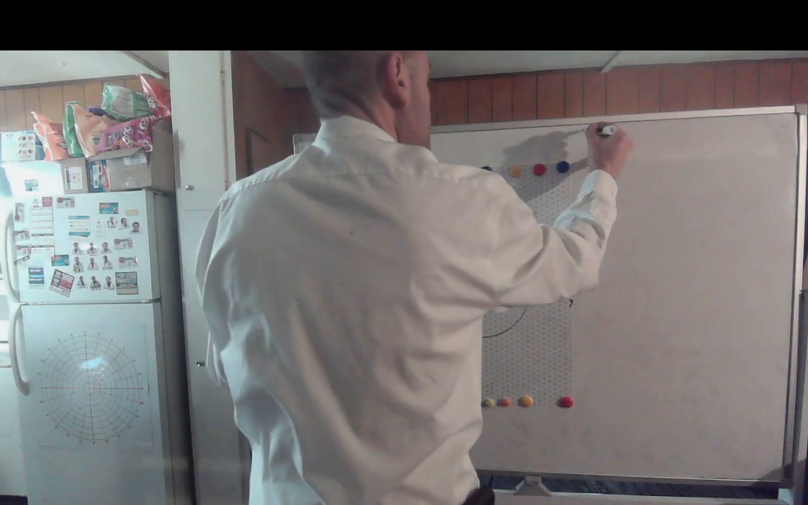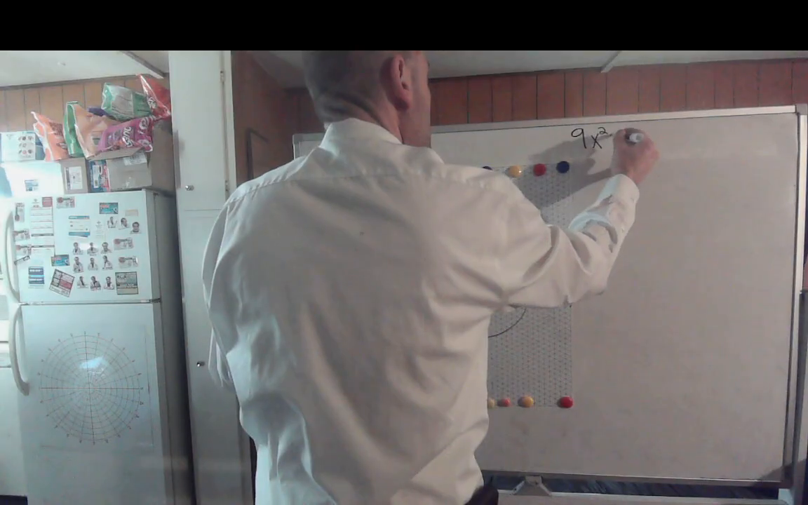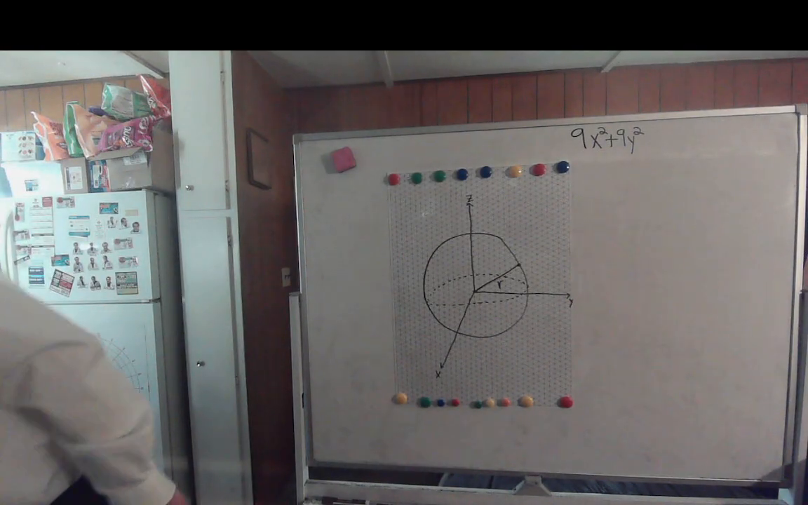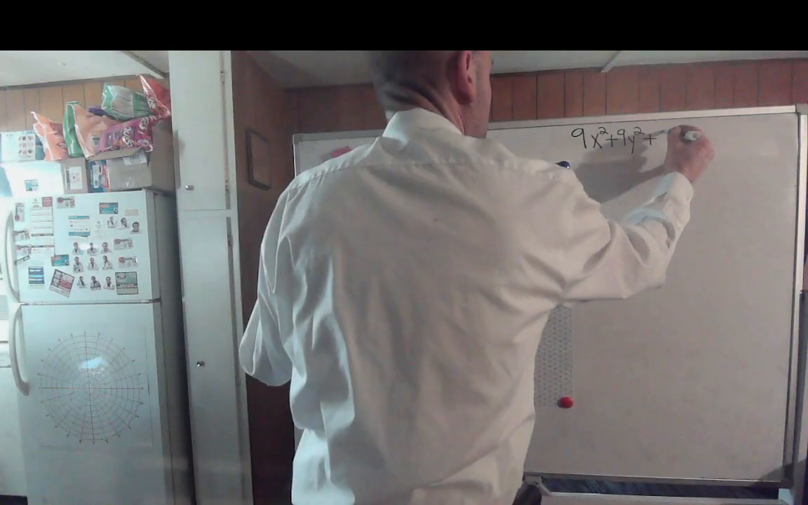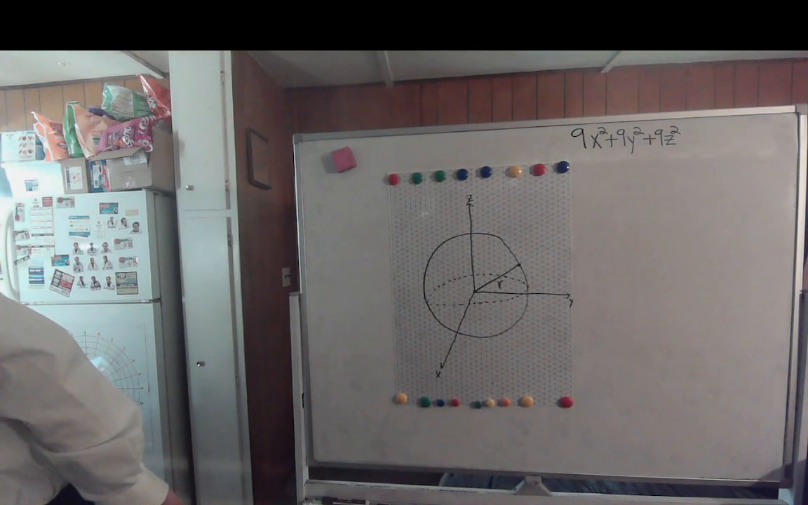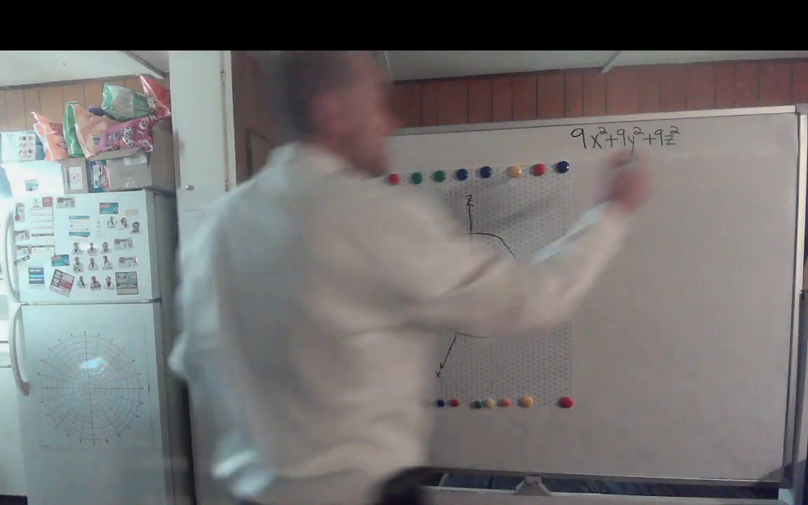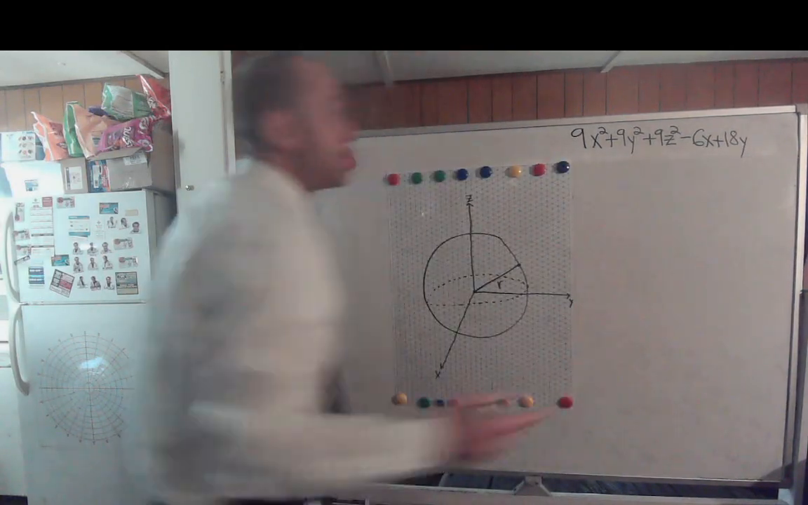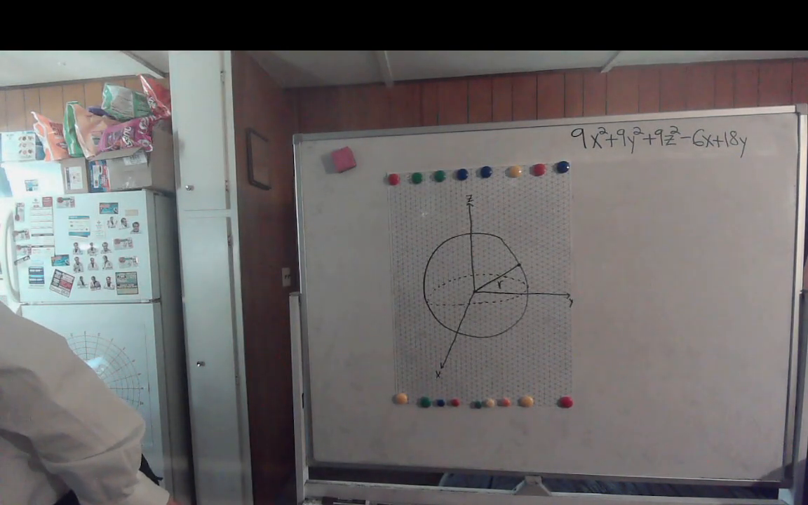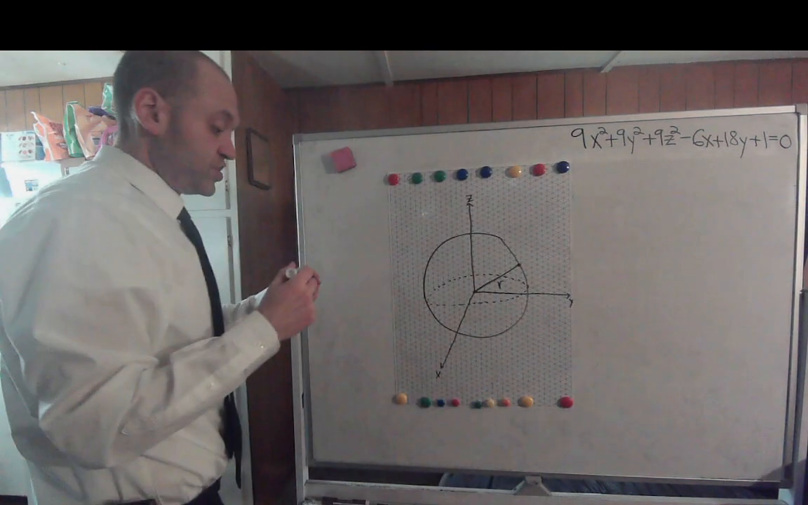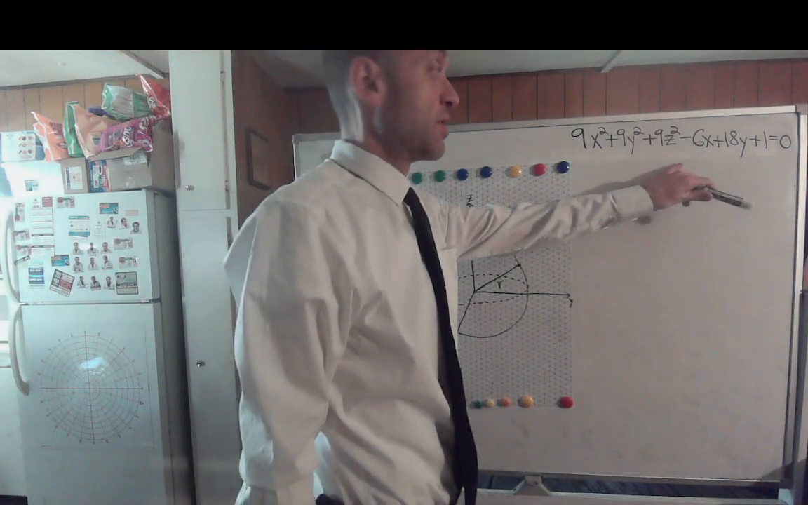So we have 9x squared plus 9y squared plus 9z squared minus 6x plus 18y plus 1 equals 0. So we have some other coefficients this time on our quadratic terms that are not 1.